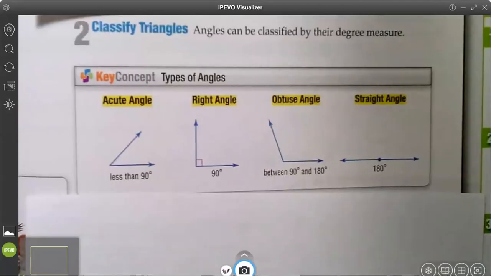This video is on classifying triangles. We need to first review types of angles. There are four types of angles that we have talked about. Acute angles, which are angles less than 90 degrees. Right angles, angles exactly 90 degrees. Obtuse angles, angles greater than 90 degrees but less than 180. And straight angles, which are angles exactly 180 degrees, a straight line.